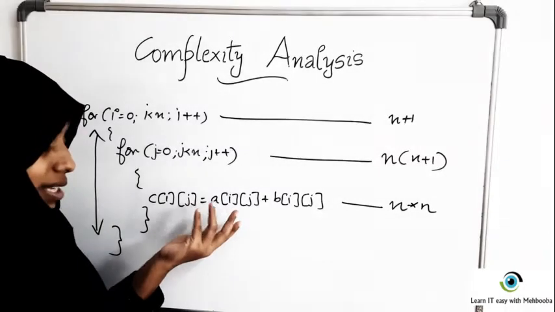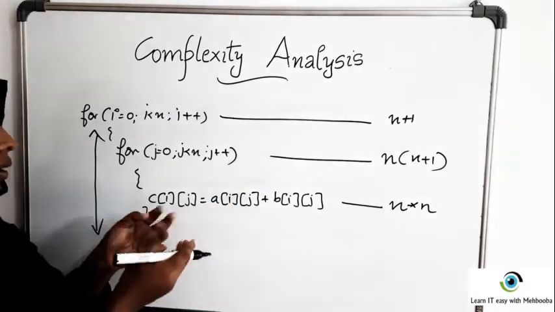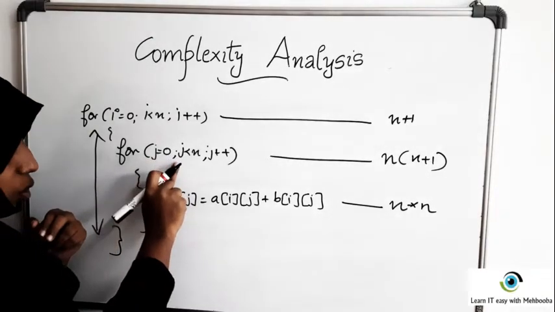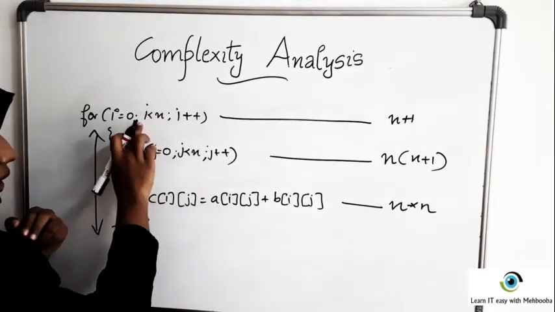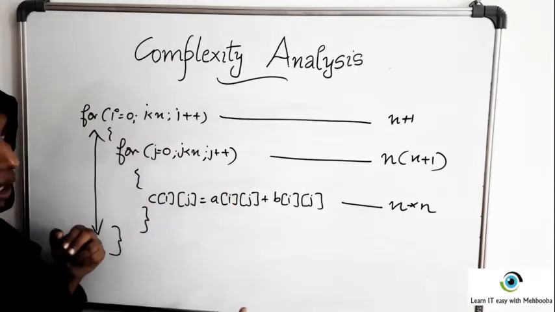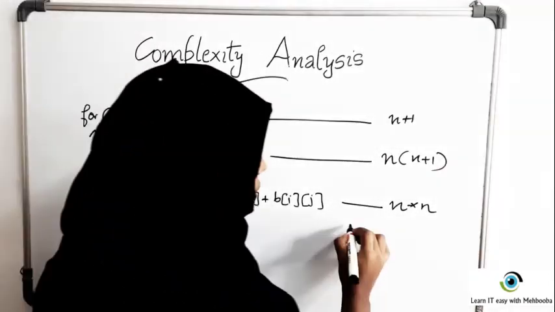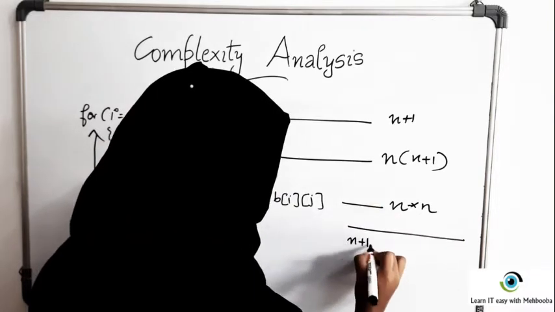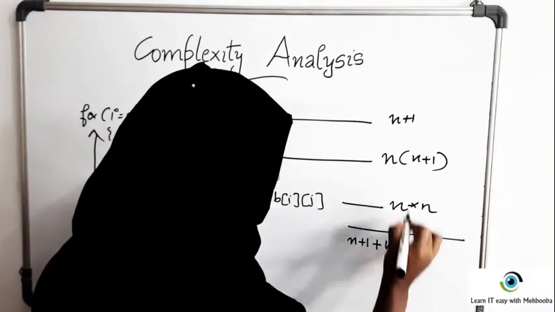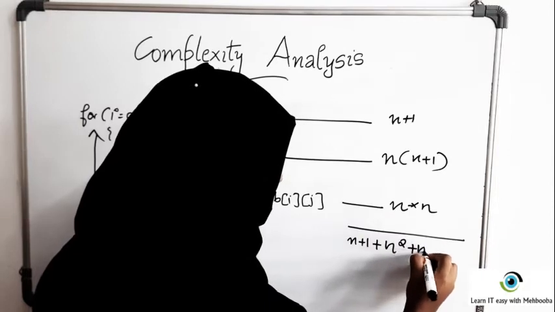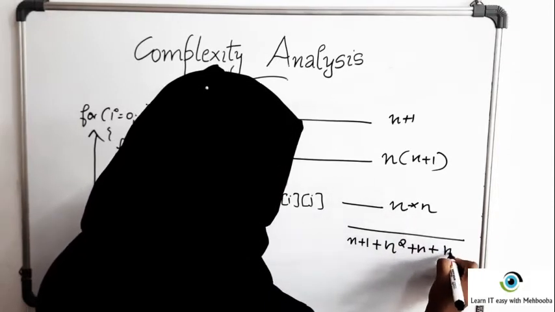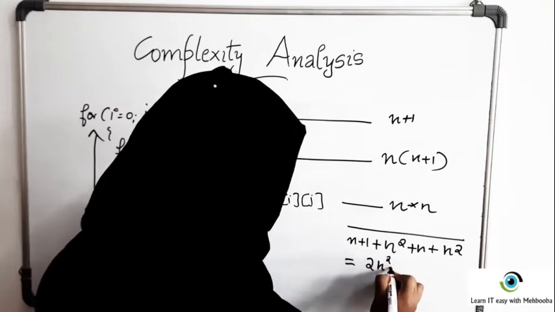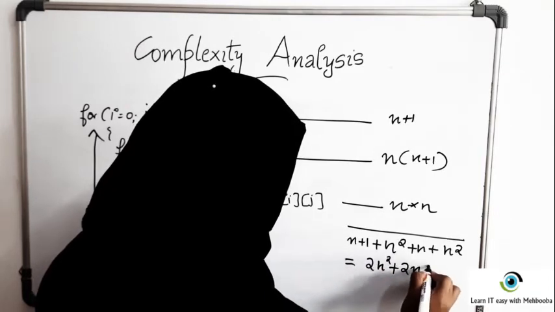As it is not a loop, it can run only once on its own. Under the influence of this loop, it will run n times. Under the influence of this loop, it will run n times. So n into n. So now if you are adding up, you have n plus 1 plus n square plus n plus n into n square. So 2n square plus 2n plus 1.